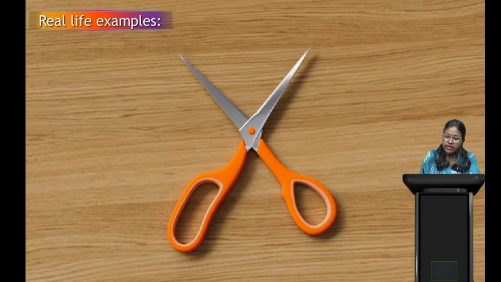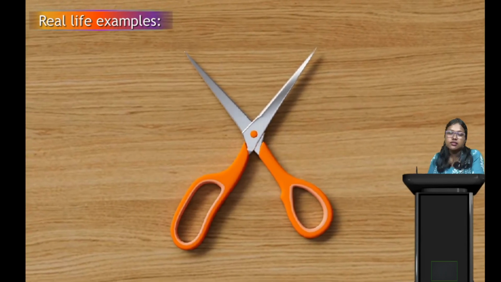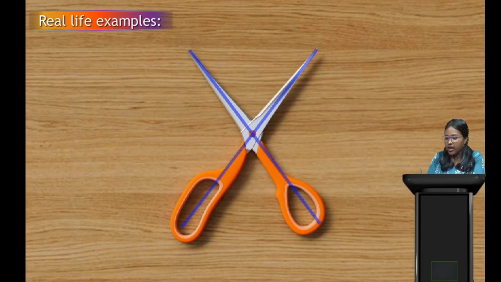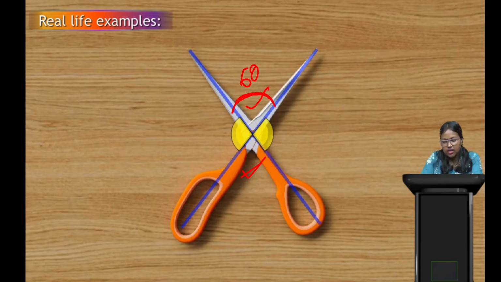Okay. Now let's give some real life examples. Here is the scissor. In the beginning of the lecture, we saw this one. And if you compare the scissor hand with straight lines, at that time you saw that vertically opposite angles were generated. That means the vertically opposite angles will be equal. Whatever the value of this side angle, the vertically opposite angle value will also be the same. Suppose this much is your 60 degrees. So the vertically opposite angle, this one, will also be what? 60 degrees. Yes.